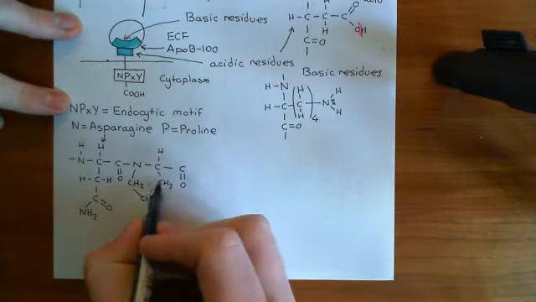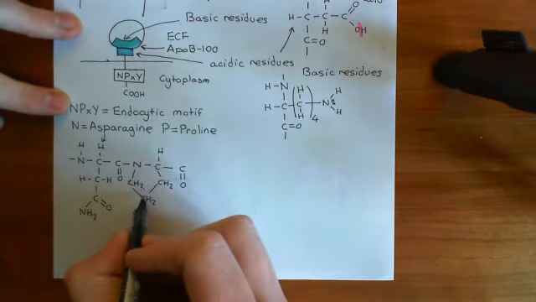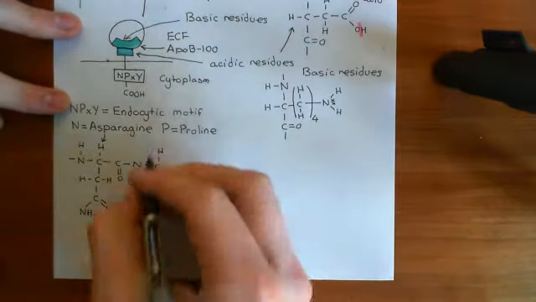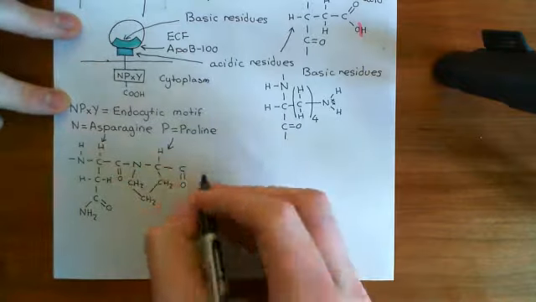So basically you've got 3 carbons here that form this 5-membered ring, and each of these carbons has 2 hydrogens coming off, so that's a proline residue there.